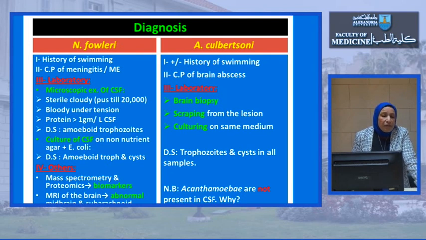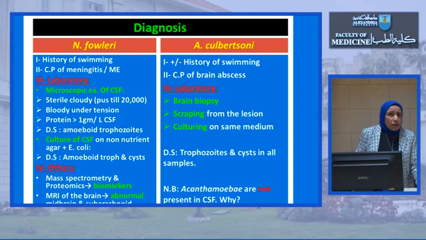Laboratory diagnosis of Naegleria infection starts with microscopic examination of CSF. The CSF appears cloudy but sterile. No bacteria are present in it, but the cloudy appearance is due to the presence of a large amount of pus cells. It is bloody, under tension, and the protein content reaches more than 1 gram per liter. We can demonstrate in positive cases an amoeboid trophozoite. This is the diagnostic stage.